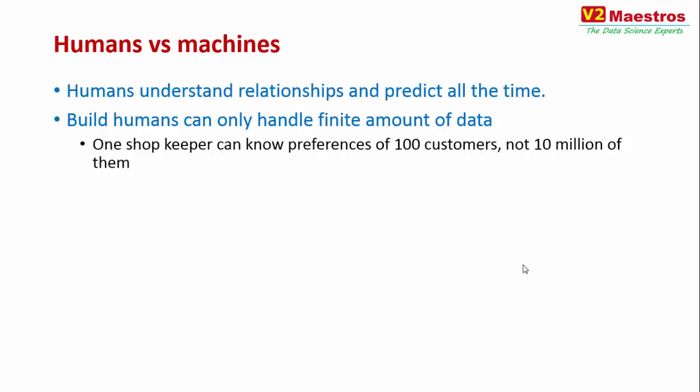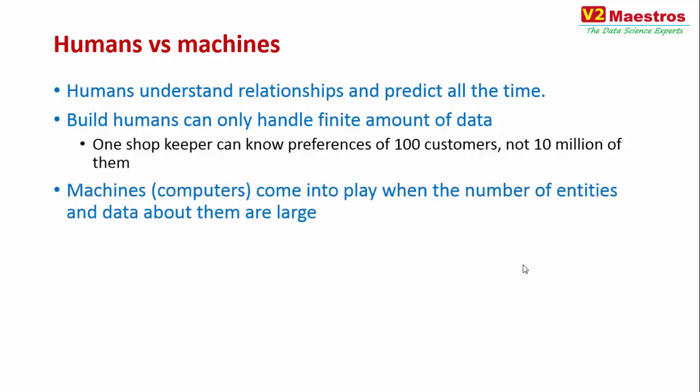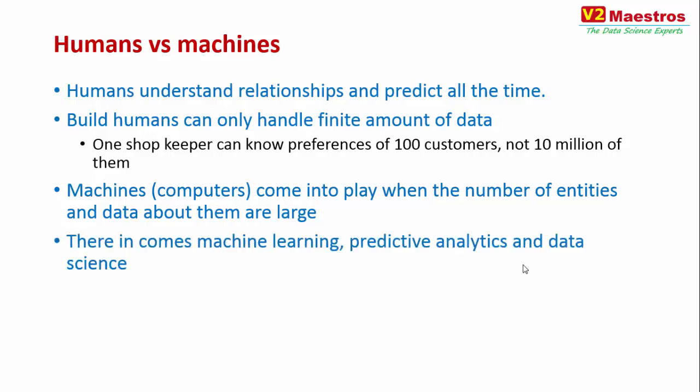Not like 10 million of them. So what happens then? That's when machines or computers come into play, right? We want to store all this 10 million customers' information in computers and let the computers learn about the preferences and help you. So machines come into play when the number of entities and the data about them is large or huge, and therein comes machine learning. When you hand it over to your computers to collect all the data, do all the learning, build all the models, and do the prediction, that is where it becomes machine learning.